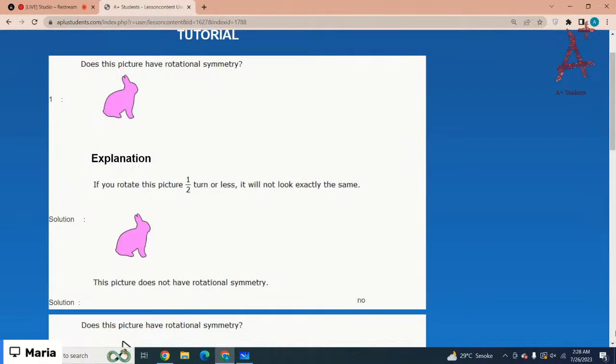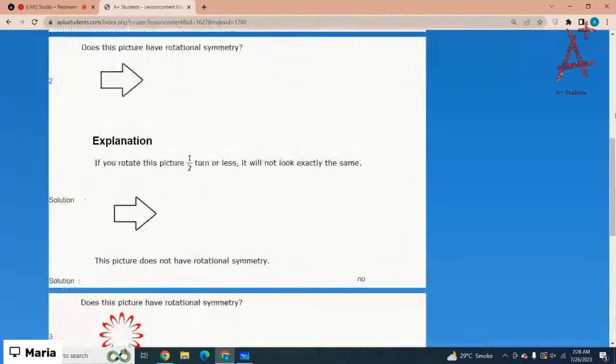Okay, the next example is, does the picture have rotational symmetry, which is the correct option? The correct option is no. If you rotate the picture half turn or less, it will not look exactly the same. So that means the picture does not have rotational symmetry.